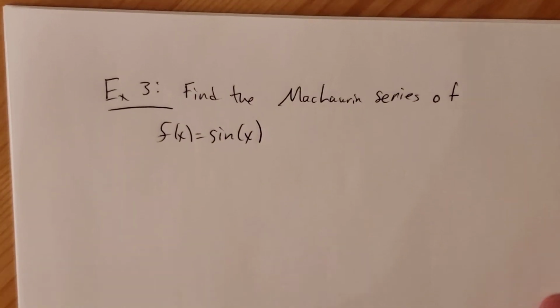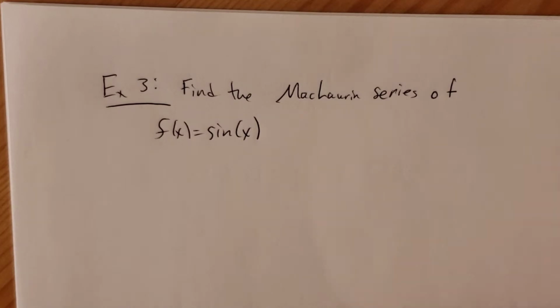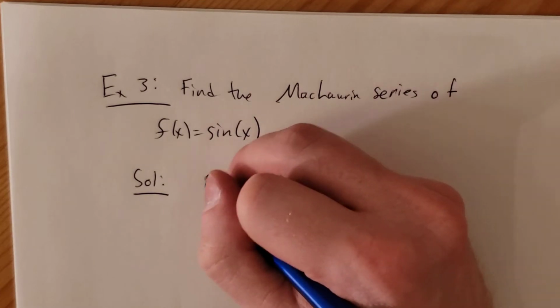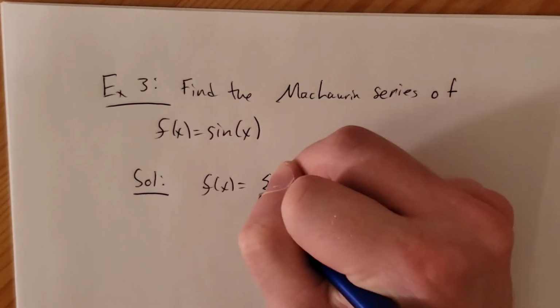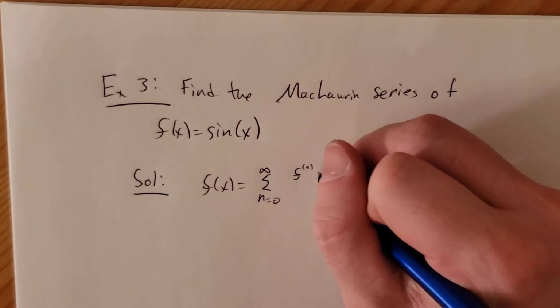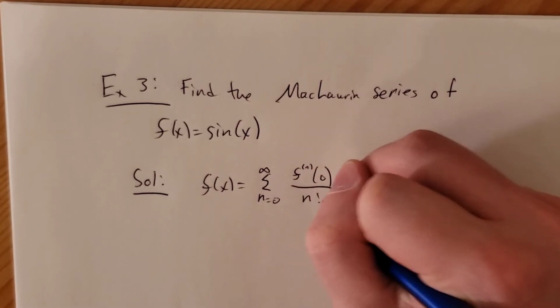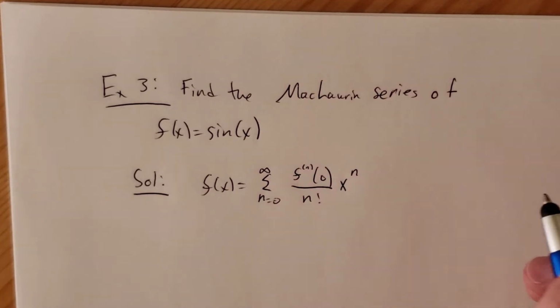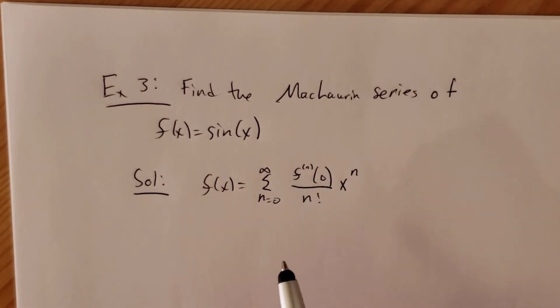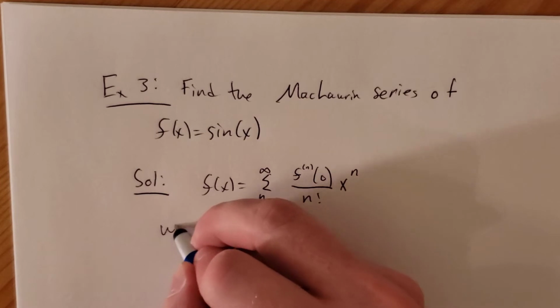Okay. Now for this, what do we need to do? Well, we need to recall that our MacLaurin series has this form. It is the series from n equals 0 to infinity of the nth derivative of f evaluated at 0 all over n factorial, x to the n. So let's find our values of the nth derivative of f evaluated at 0.